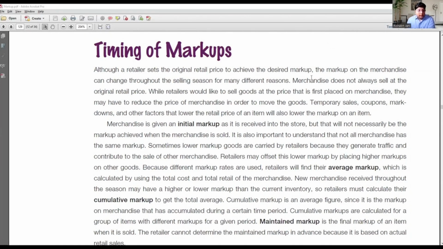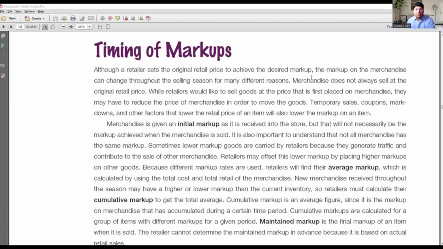All right. So let's get to our next discussion point, and that is the timing of markups. So this is an important aspect of our learning and what we're going to primarily focus our next couple of hours of discussion on. Now, what do we mean by timing of markups? Well, at various times during a merchandise cycle, you are going to be applying markups. Now, why is that important?